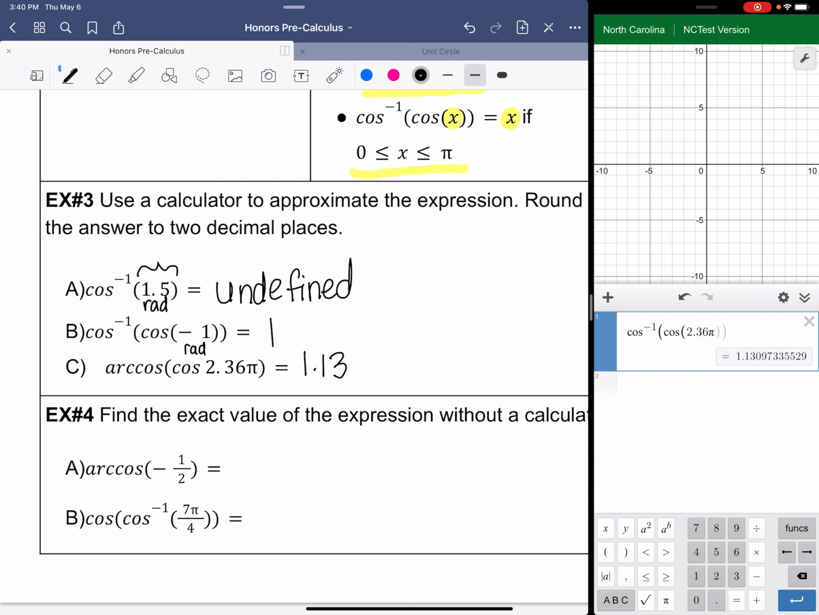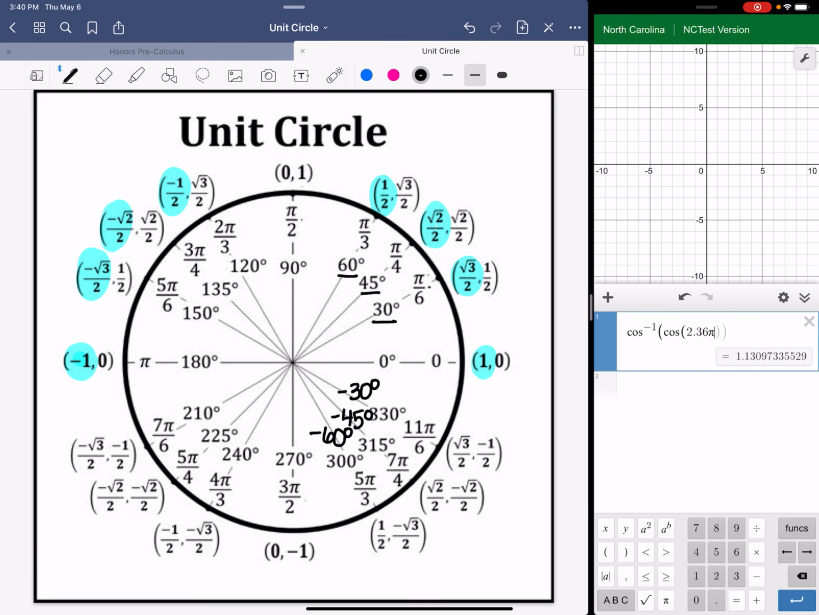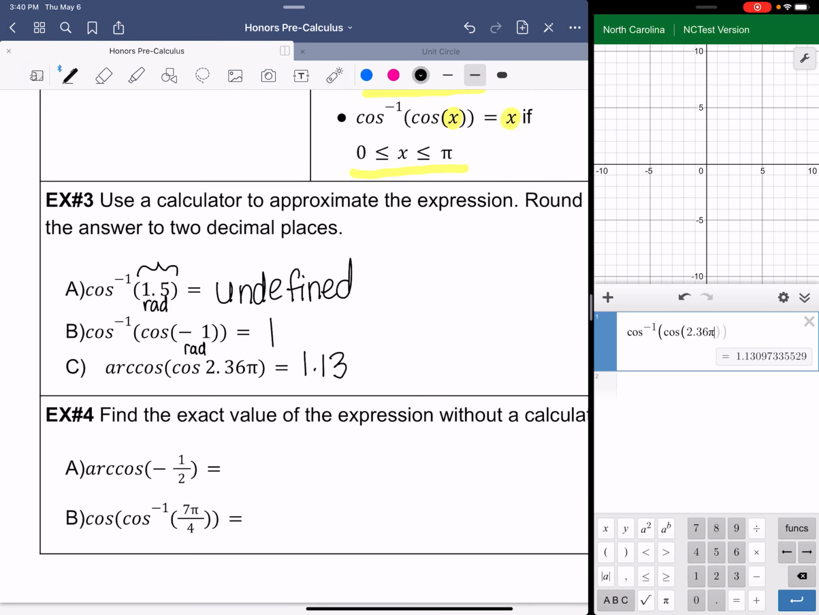All right, so now we're going to do the inverse of -1/2 of cosine. So when I come to cosine, I'm looking for 1/2. Well, that's going to occur at 120 degrees. So at 120 degrees, that's going to be the same thing as 2 pi over 3 for radians.